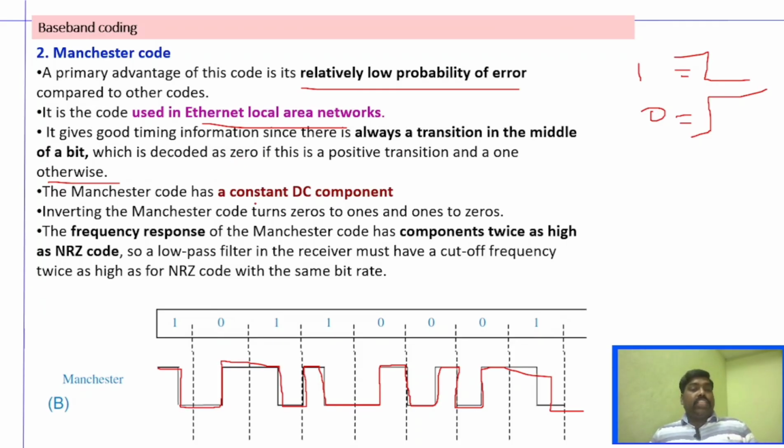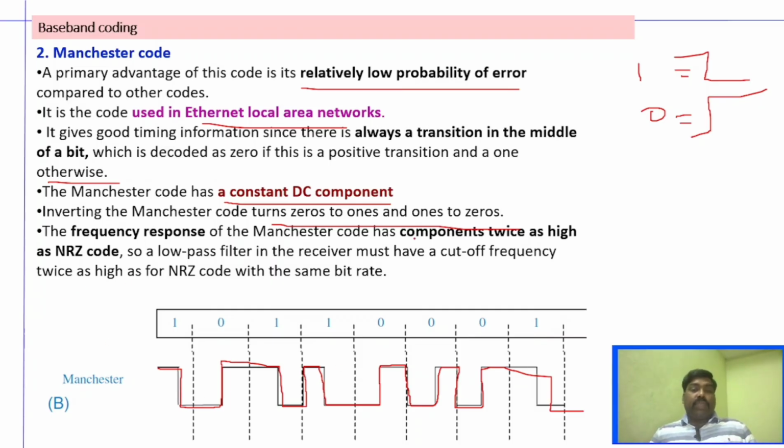And the Manchester code has a constant DC component. Inverting the Manchester code turns zeros into ones. We speak about polarity independence, but here the polarity independence is poor. That is, if you change 0 to 1 and 1 to 0, then it converts ones to zeros and zeros to ones. If you invert this particular waveform, then the data is also inverted.